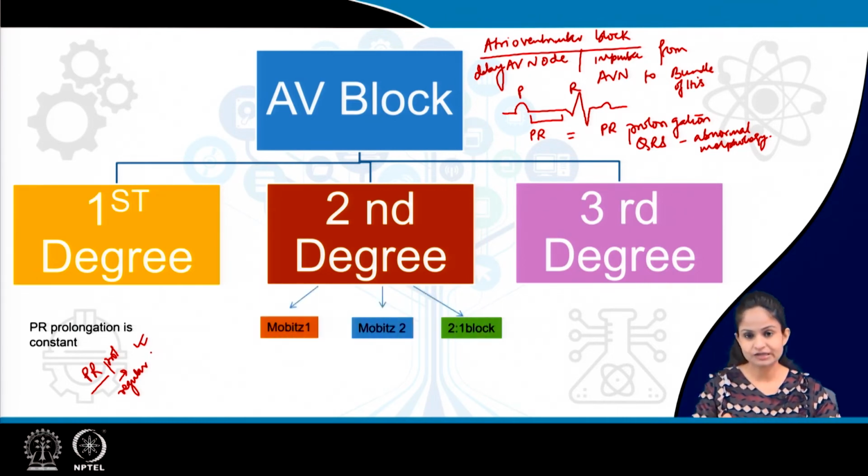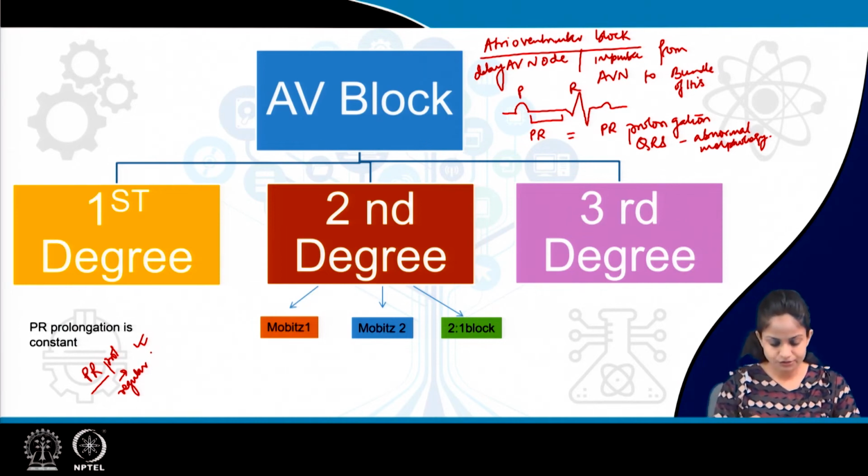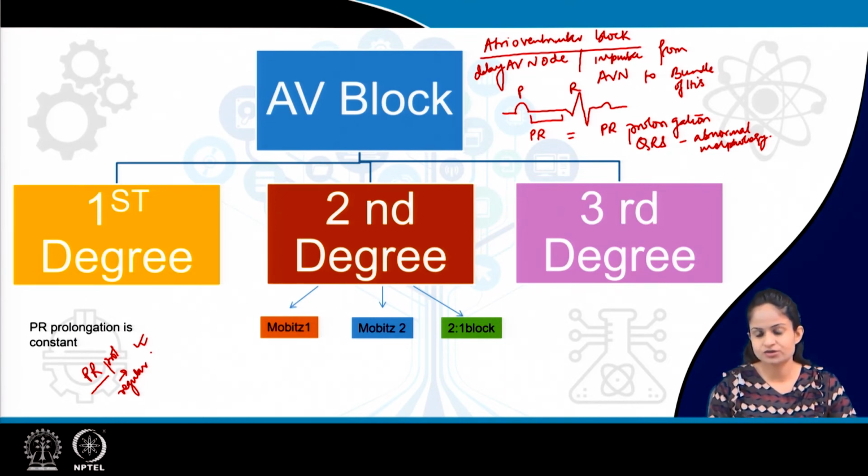In case of second degree heart block or AV block, there are various types, that is Mobitz 1, Mobitz 2 and 2:1 block. Usually the impulses are getting conducted, but since there is a hindrance to the conduction, the impulse does not get conducted from the AV node to the bundle of His, and hence the ventricular depolarization fails to occur. So, you will not be getting a QRS complex, and that is nothing but the dropped beats. P waves will be present, but you will not be getting QRS complexes.